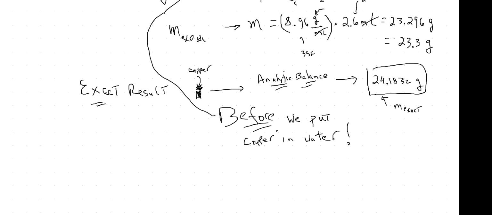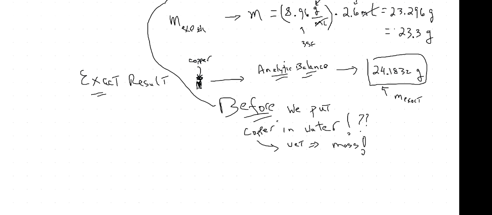Why? Obviously, because if it's a little bit wet, you'll get a different value for the mass. The mass will be different. So we don't want a wet mass. We're going to put it on the analytic balance and the centigram balance before we wet it, before we put it in the water to get the volume.